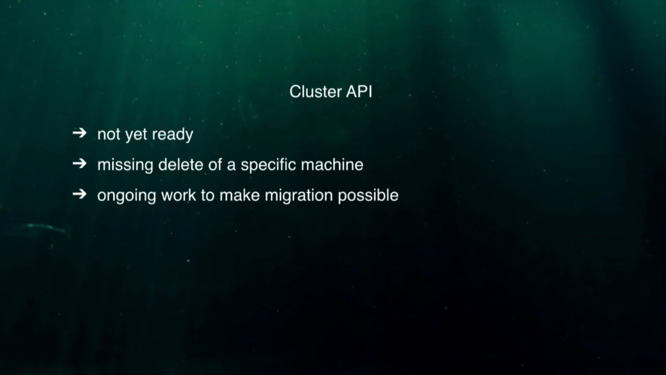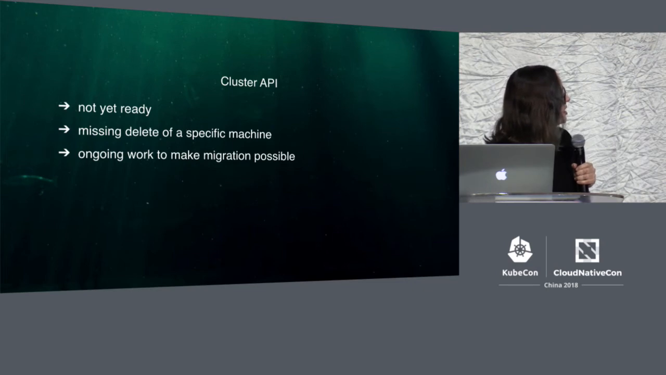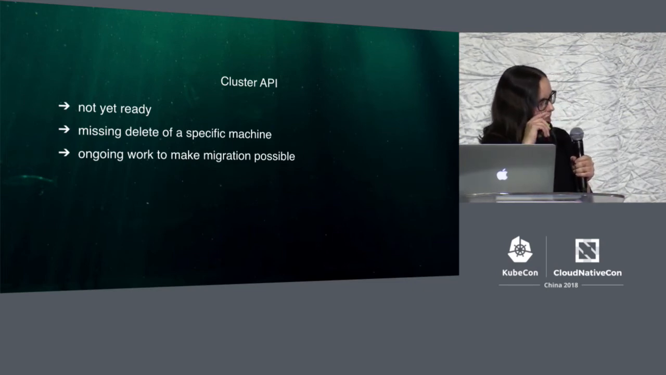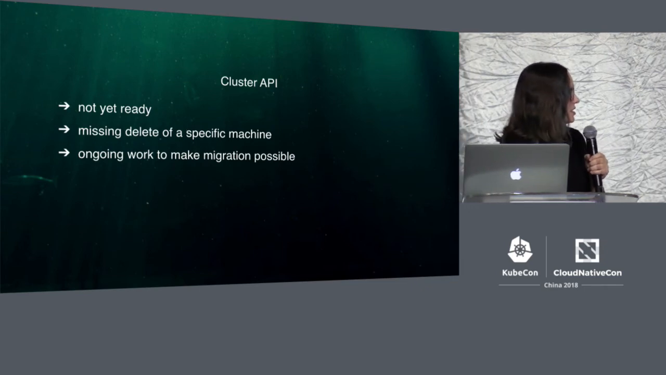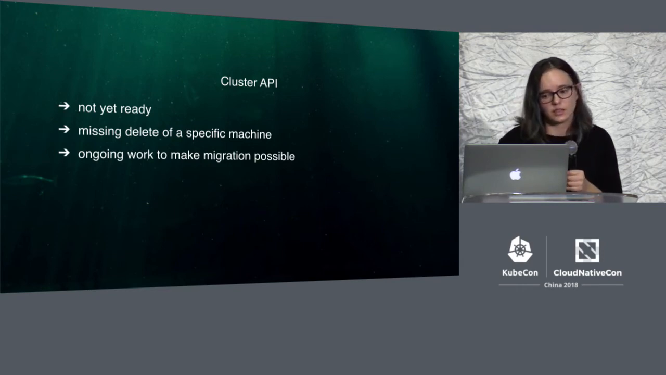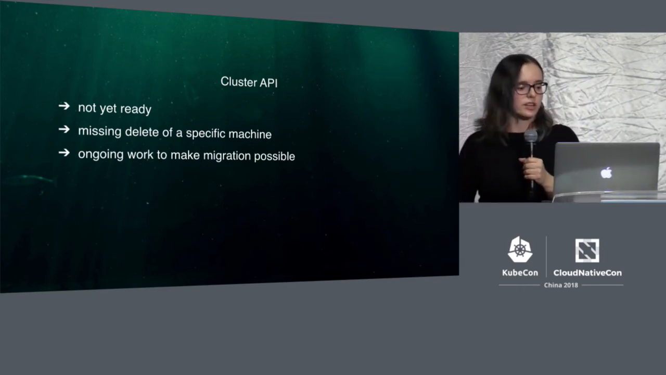And by this I don't mean that it's not yet implemented everywhere, but also that the API itself is missing a critical requirement for Cluster Autoscaler. It's missing the ability to delete a specific machine. And if we can't do that in a transaction, reduce the size of machine deployment and delete a specific machine, then we can't migrate to it. So this is like the major blocker right now.